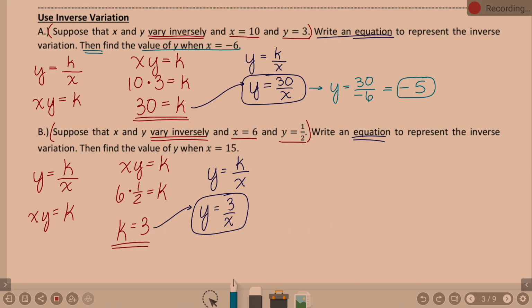If I had to guess, some of you have already finished ahead of me. Then find the value of y when x equals 15. What are you doing? y equals 3 divided by 15. Y equals 3 over x, which is 15. What do you know about 3 over 15? It simplifies to 1/5. Simplify. Okay. Got it, Brady.